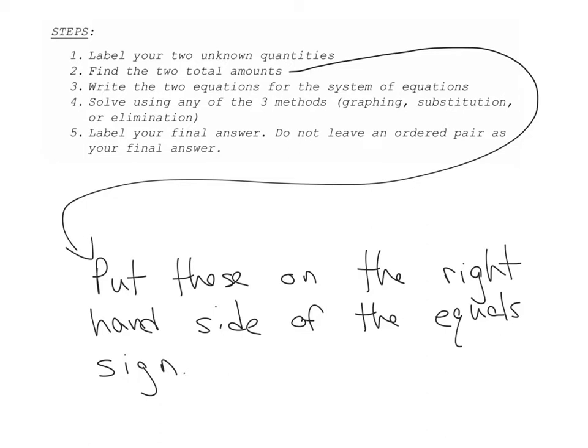Then we're going to attempt to write 2 equations. So again, a lot of guys will jump to trying to write the equations right away. We want to first label our unknowns, then find the totals, and the third step is to write the equations. Step 4 is just a general step to solve using any of the 3 methods we've talked about. And then your final answer is going to be written out. You don't want to leave it as an ordered pair because not everybody is going to choose to represent the same things as X and Y.